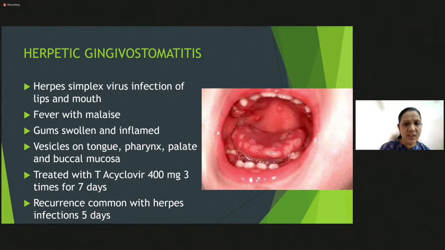But recurrence is very common. Every time they have fever, they'll have a milder presentation of herpes again. So at that time, they can be given the same acyclovir for 5 days.